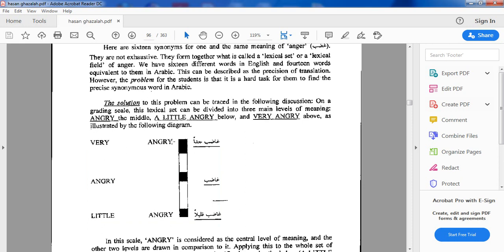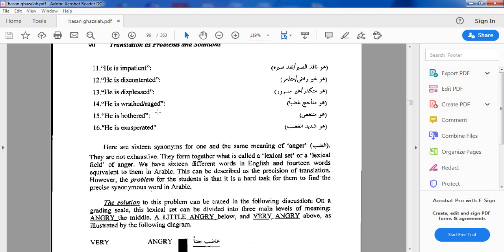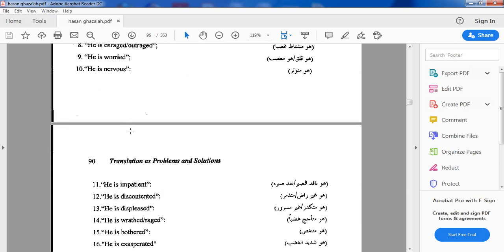Okay, so we have here levels, starting with very angry, and at the middle angry, and at the lower part little angry. So غاضب جدا, غاضب, and غاضب قليلا. Okay, so classifying those words into levels.